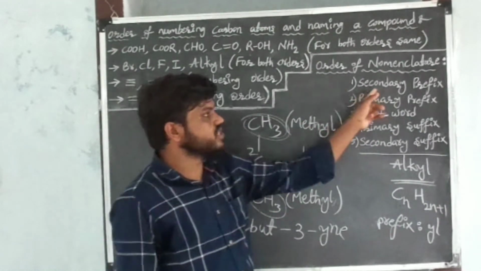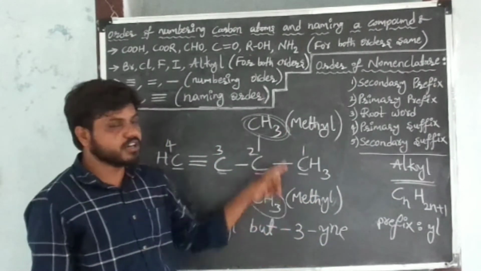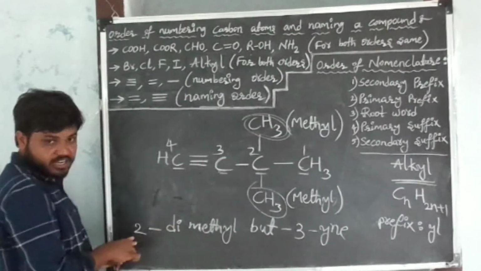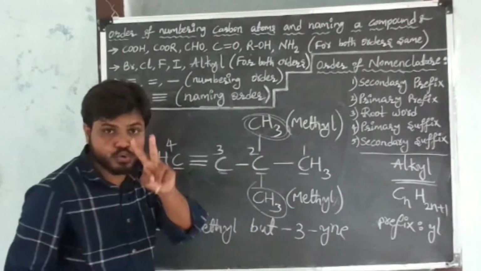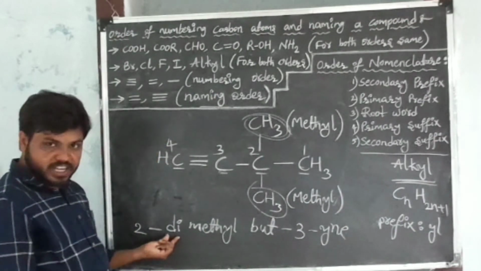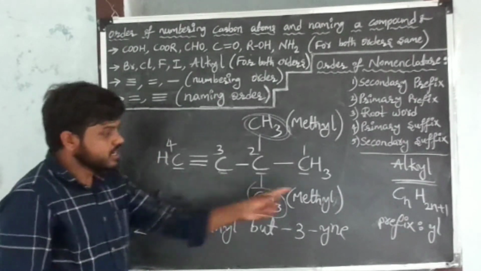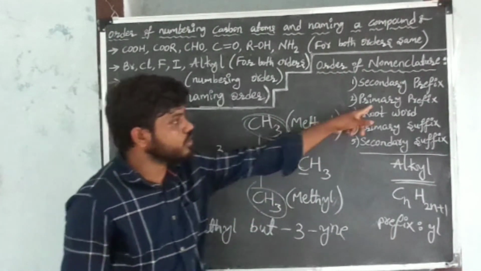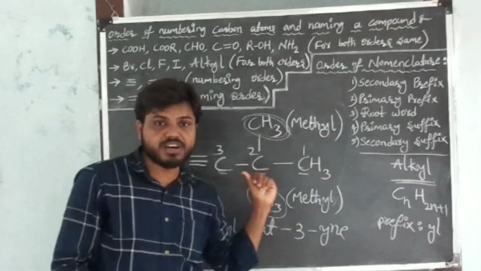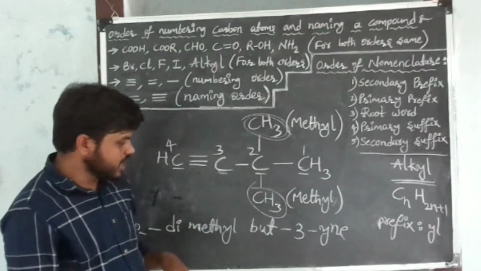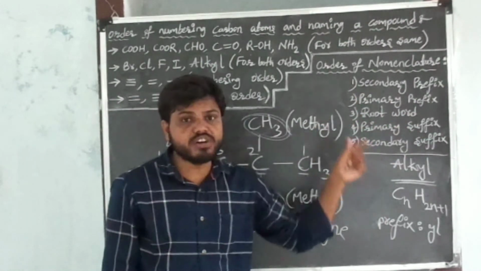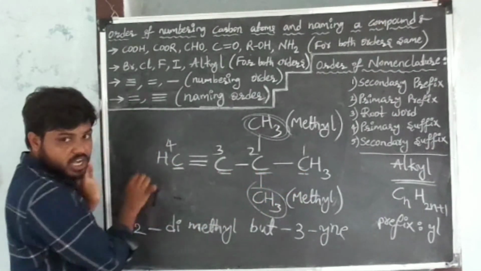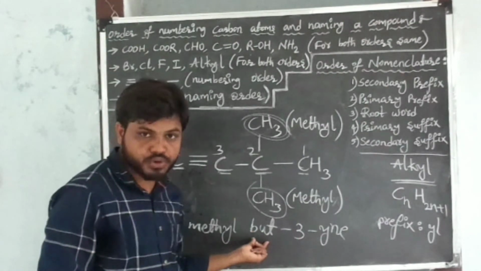After giving numbers, first write the secondary prefix. Here the secondary prefixes are 2 methyls. First write the position of each methyl, that is 2. After writing the position, this methyl is repeating 2 times. The numerical prefix of 2 times is di. After writing the numerical prefix, take the prefix of methyl, that is methyl. After writing methyl, go to the primary prefix, which is cyclic. Cyclic is not present in the given carbon compound, so go to the root word, the number of carbon atoms. There are 4 carbons, and the root word of 4 carbons is but. I wrote the root word.